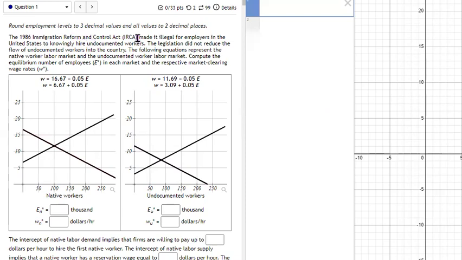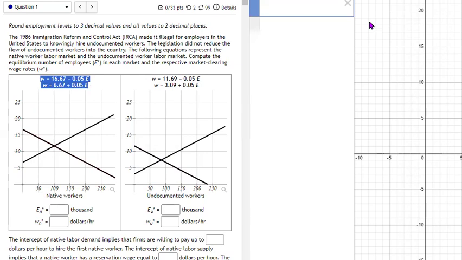Reform and Control Act made it illegal for employers in the United States to knowingly hire undocumented workers. The legislation did not reduce the flow of undocumented workers into the country. The following equations represent the native worker labor market and the undocumented worker labor market. Compute the equilibrium number of employees in each market and the respective market clearing wage rates using these assumed hypothetical labor demand and labor supply curves.